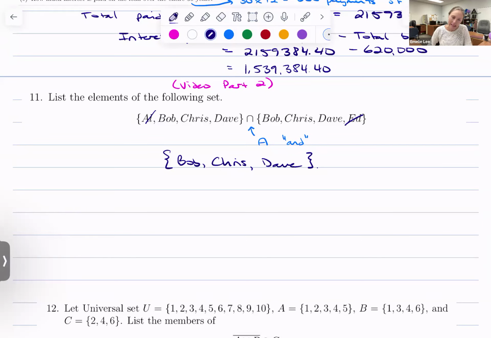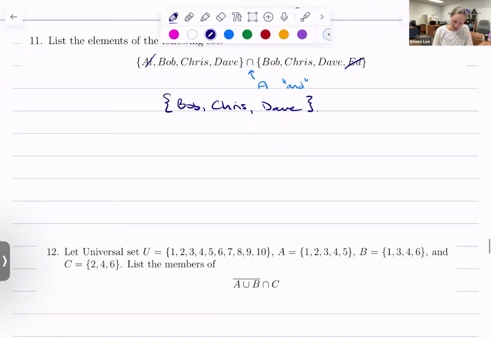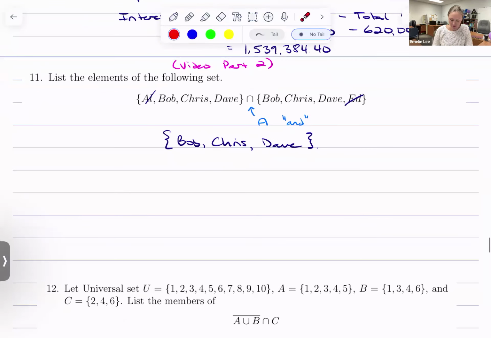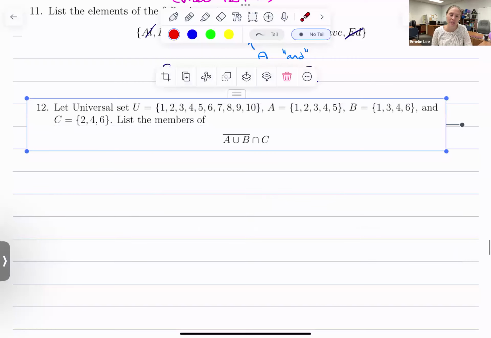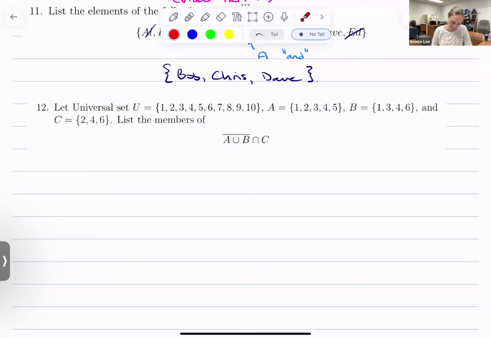Nice. Easy. The alternative would be "or," which is the union symbol. If it was "or," then it would be all the elements in the first set as well as all the elements in the second set, not writing out any overlap. We don't write overlap, or I should say duplicate elements.